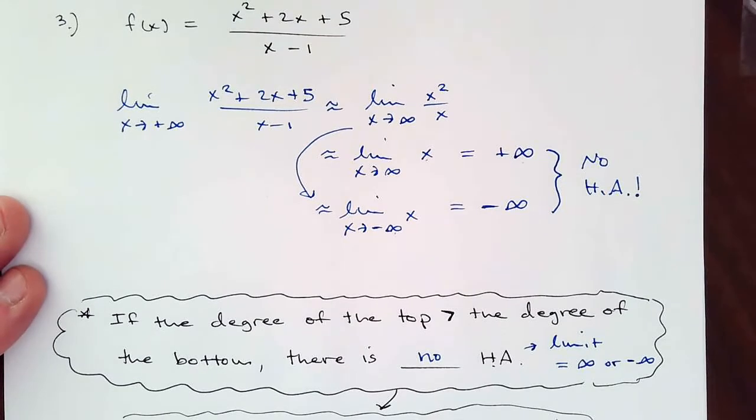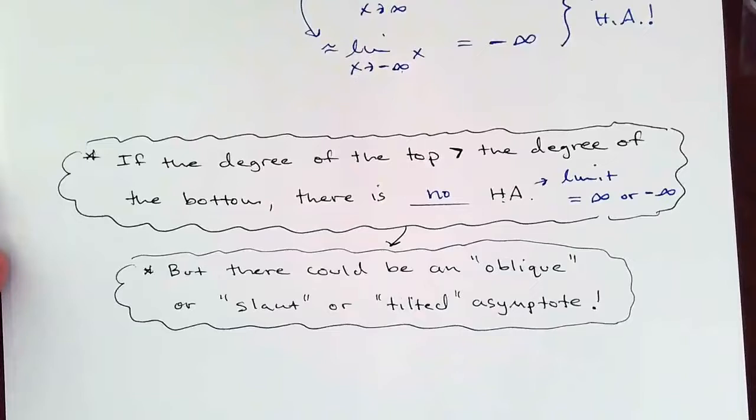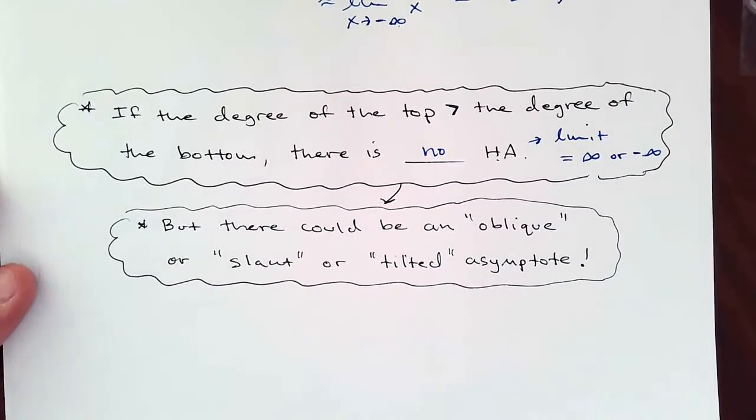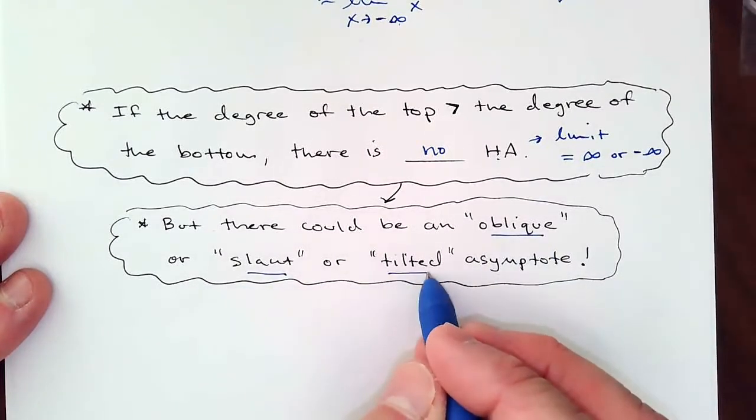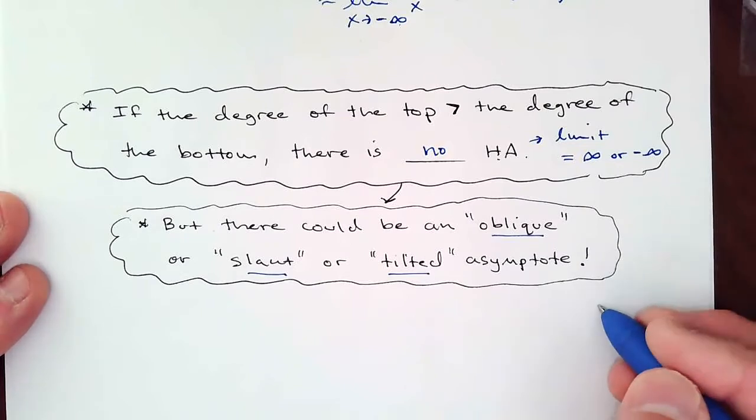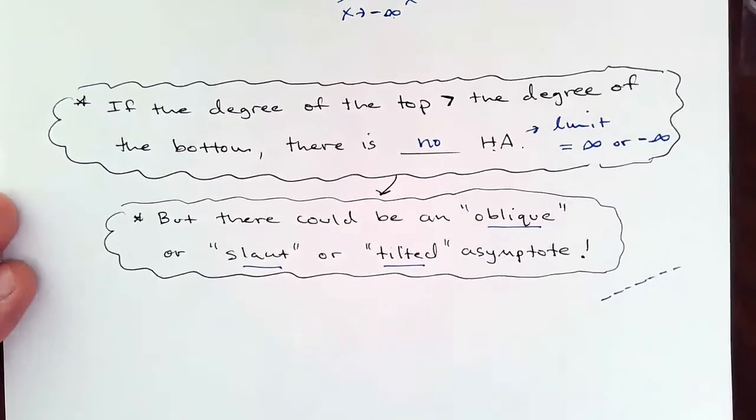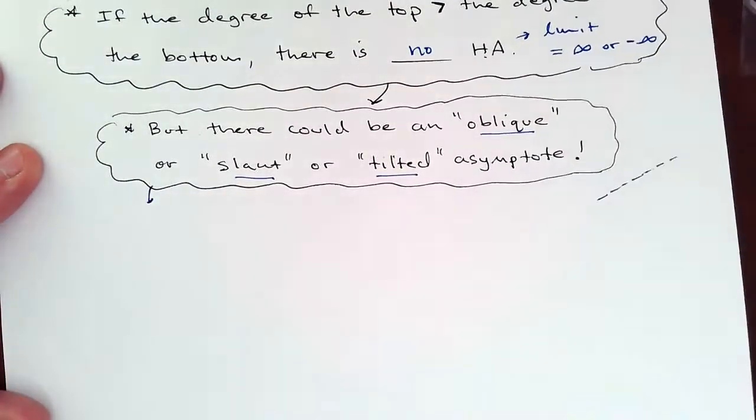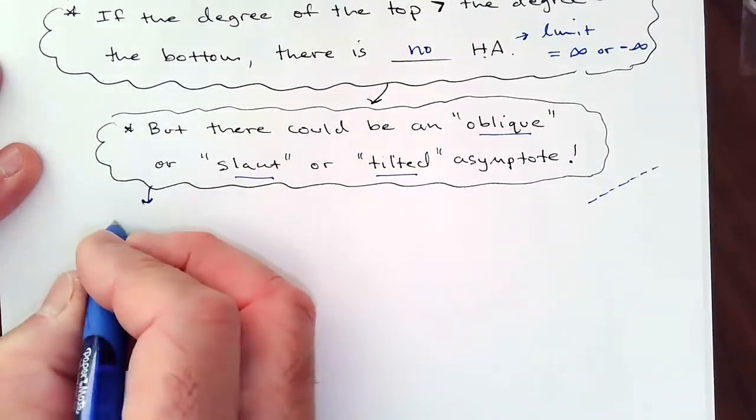However, in the world of graphing rational functions, we could still get not a horizontal asymptote, but what we call an oblique, also called a slant or a tilted asymptote. That would be an asymptote that's not vertical or horizontal, but something at an angle. So we might as well talk about this. Let me rewrite my function.